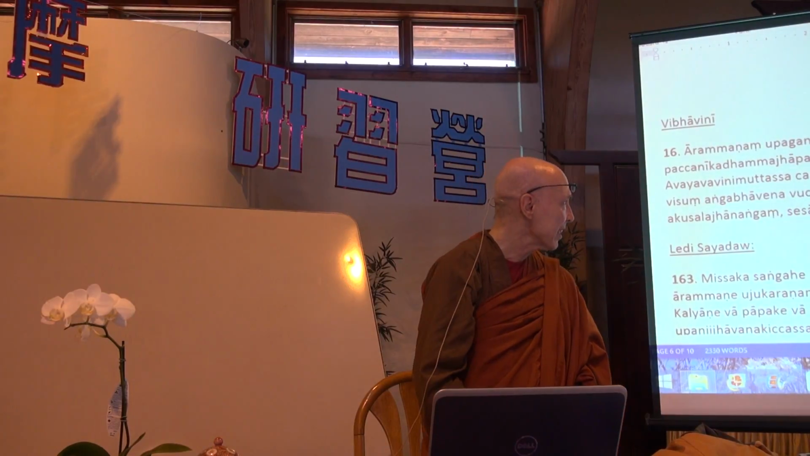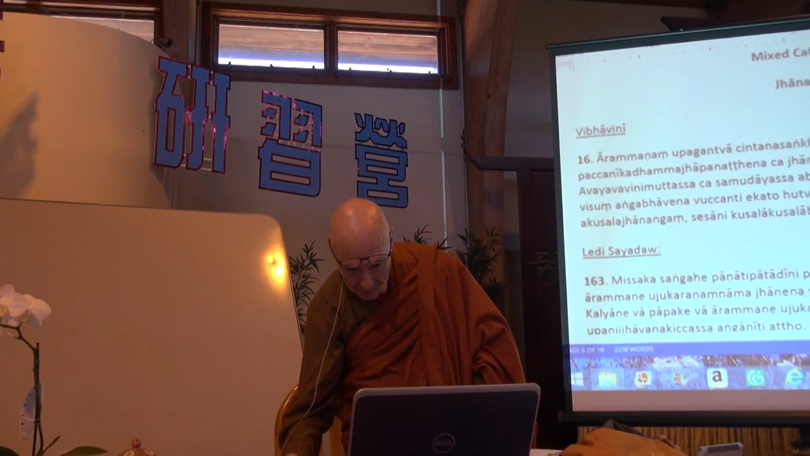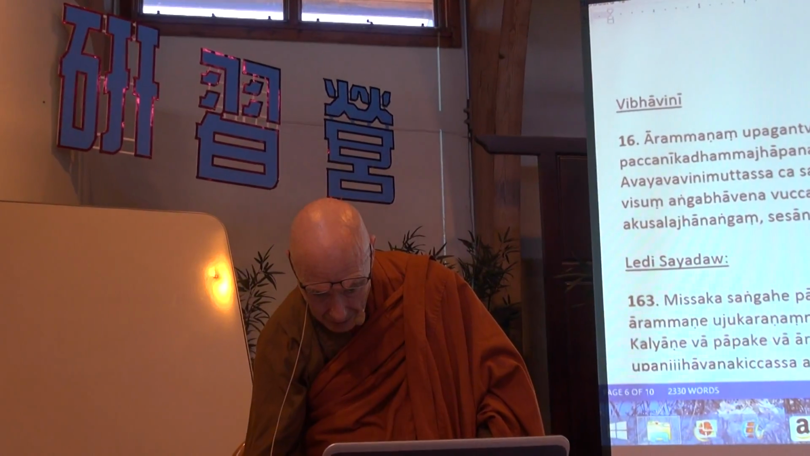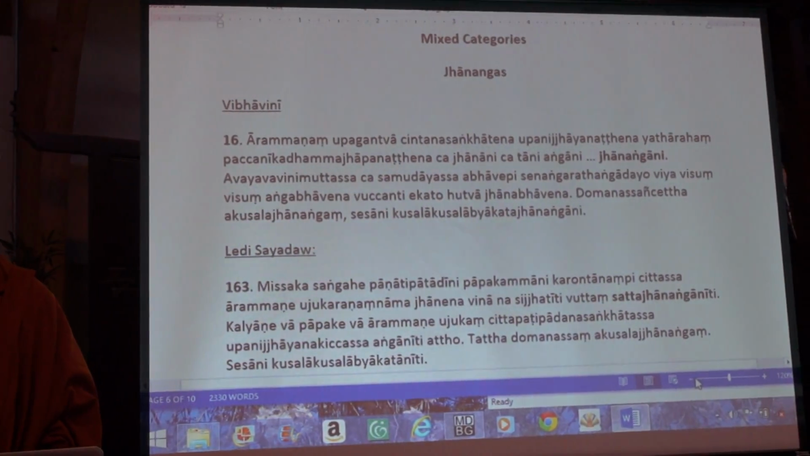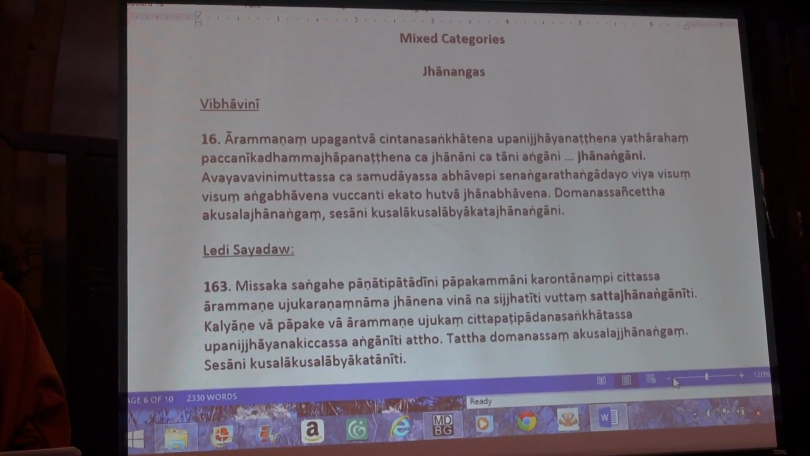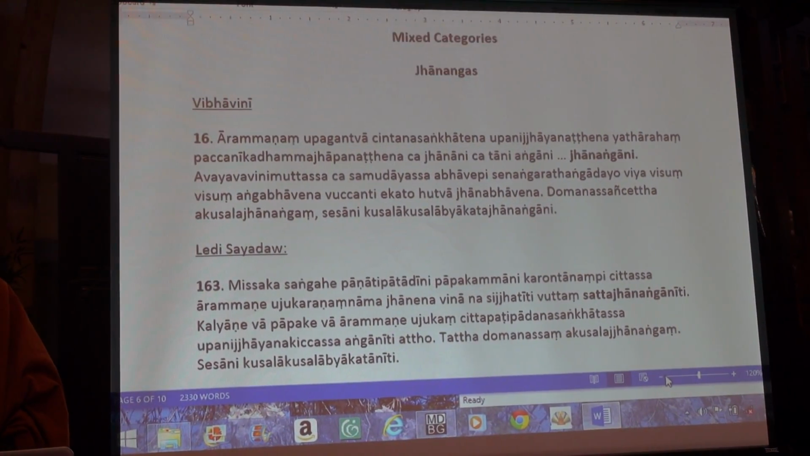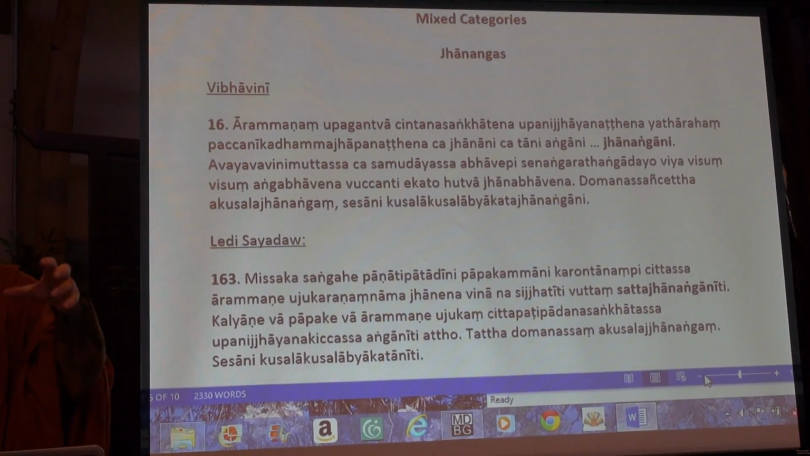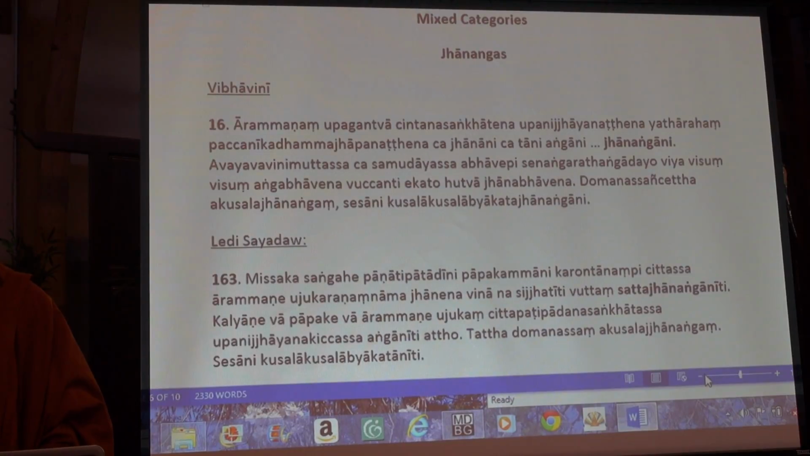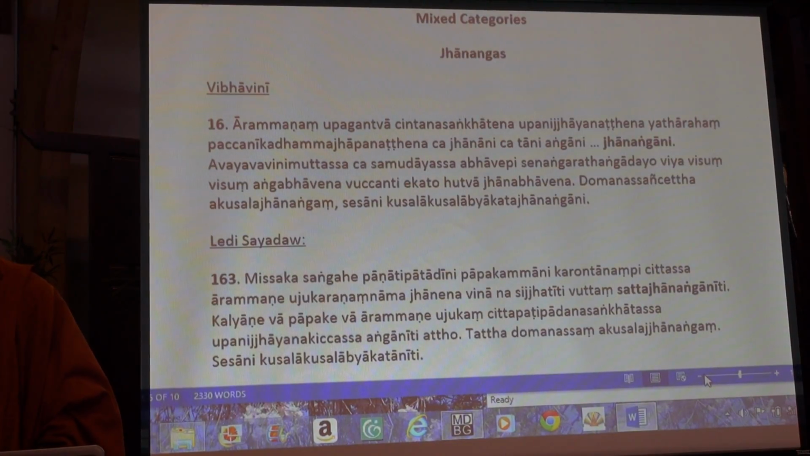These are called mixed categories because they combine factors that are unwholesome, wholesome, and indeterminate. So these are groups that have a kind of mixed constituency. And so the first of these is called the roots, the hetu or mula.